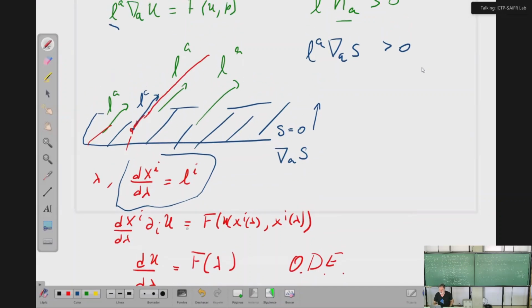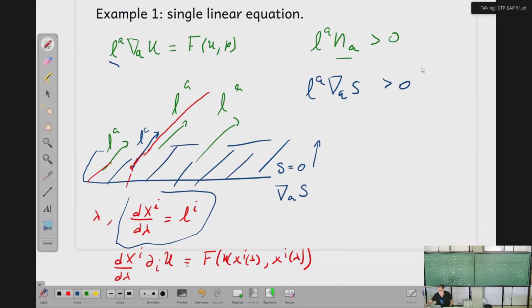So this is in fact the Cauchy problem. So the Cauchy problem works very well here. And this is the simplest case.